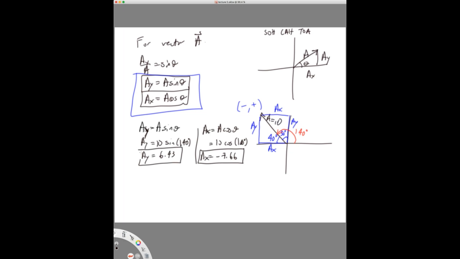The idea is that by using an angle from the x-axis, that's 140 degrees, the calculator knows how to interpret that. It knows that we are in the second quadrant and that we should therefore get a positive number for the y component and a negative number for the x component.